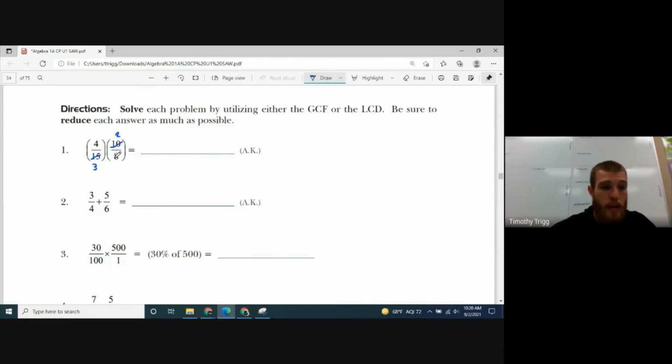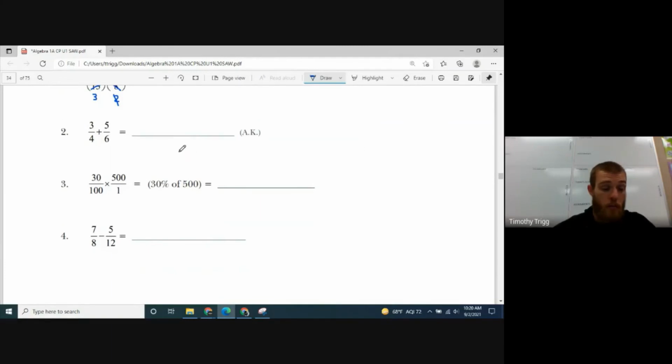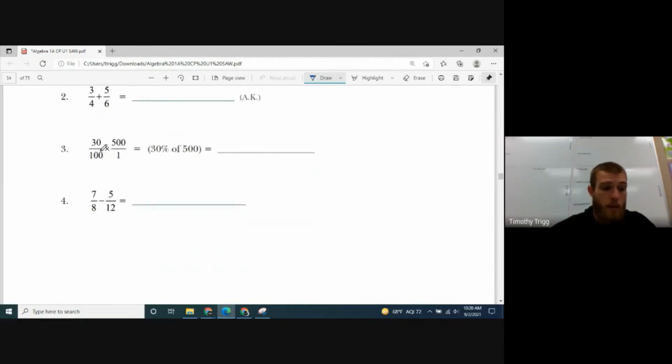The 4 and the 8, I could divide both those by 4. 4 divided by 4 is 1. 8 divided by 4 is 2. Notice I have a 2 over 2. You can cancel those. So my answer is 1/3. Right? 1. This cancels completely, right? 1 over 3. Let's go ahead and do the multiplication ones all first. Okay. What about this one?